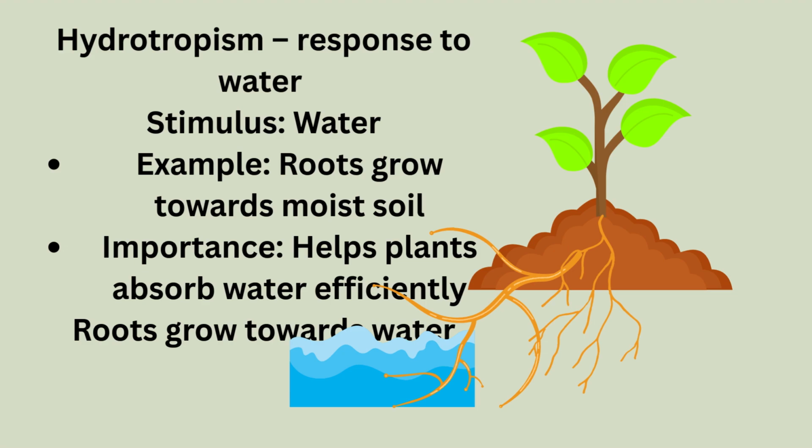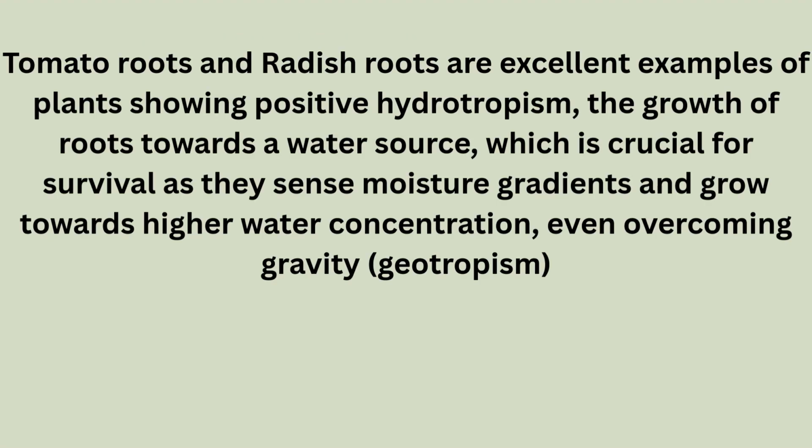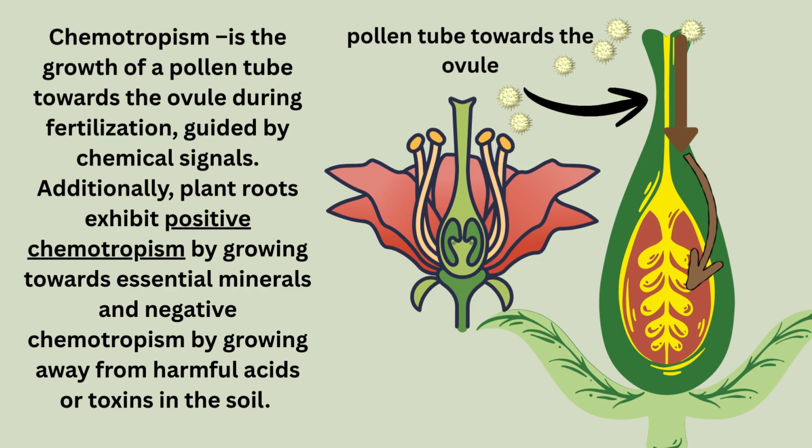Hydrotropism is another type of tropism which is the response to water. The stimulus in this case is water, and examples are when the roots grow towards the moist soil or the source of water. This is very important, it helps the plants to absorb water efficiently. Tomato roots and radish roots are excellent examples of plants showing positive hydrotropism, the growth of roots towards a water source, which is crucial for survival as they sense moisture gradients and grow towards the higher water concentration.